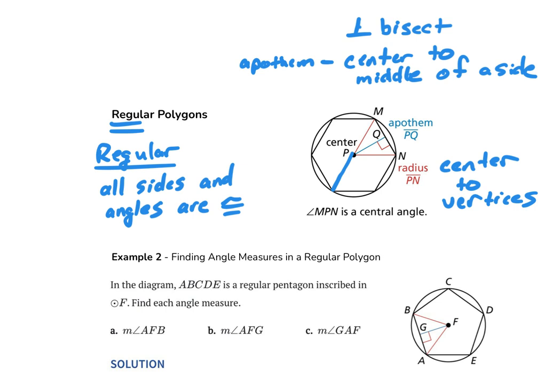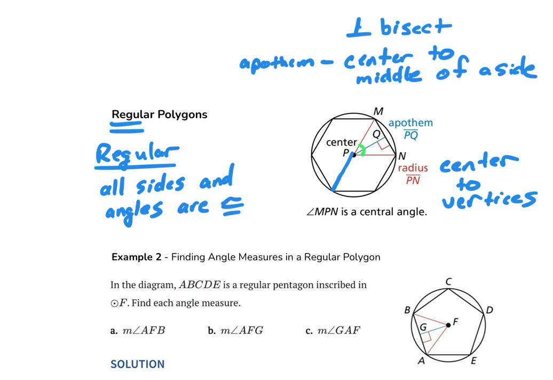Okay, MPN. MPN is this angle right here. It starts at M to P to N. That's what we call a central angle, because the center of that angle is at the center of the circle or the polygon. I could also say MPQ. I could say QPN. There are a lot of different central angles there I could name.